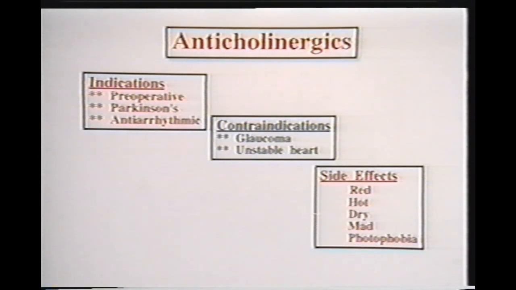Now, we can use the anticholinergics preoperatively to dry up secretions, we said in the treatment of Parkinson's. They're also used as antiarrhythmic medications. We need to know that contraindications can be glaucoma, because this is going to dilate pupils. An unstable heart rate may be a contraindication because you're going to get some increase in heart rate. We said it was used as an antiarrhythmic when you've got too slow a beat. But if you've got rapid heartbeat problems, you're not going to give anticholinergics.